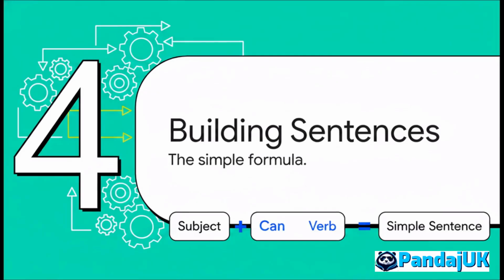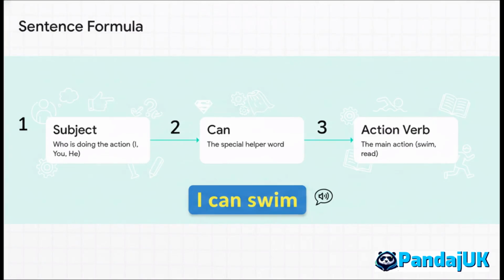Section 4, building sentences with can. The simple formula. Let's see how this builds our sentence structure. Making sentences with can follows a simple 3-step formula. Step 1, who is doing the action? Words like I, you, or he. Step 2, our special helper word can. And step 3, the action word, like swim or read.